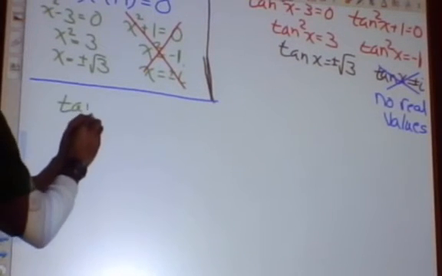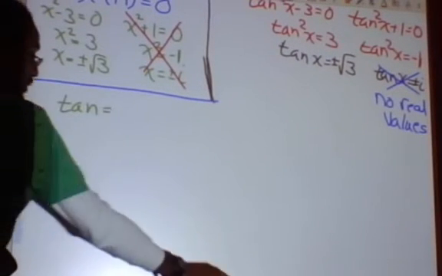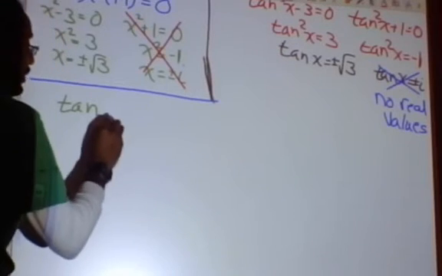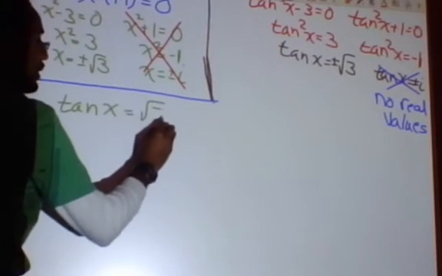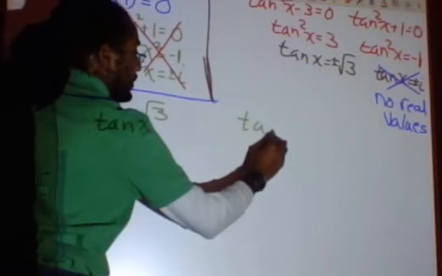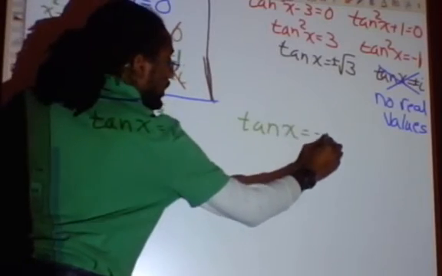I'm going to look at tan x equals square root of 3. We're looking at tan x equals a negative square root of 3.